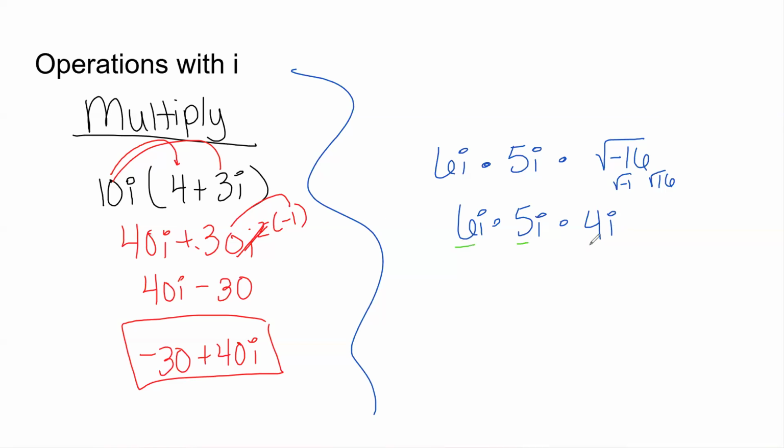6 times 5 is 30. 30 times 4 is 120. And 1, 2, 3, so that would be i cubed. But in our little pattern that we just had, i cubed is really negative i. So this is negative 120i.